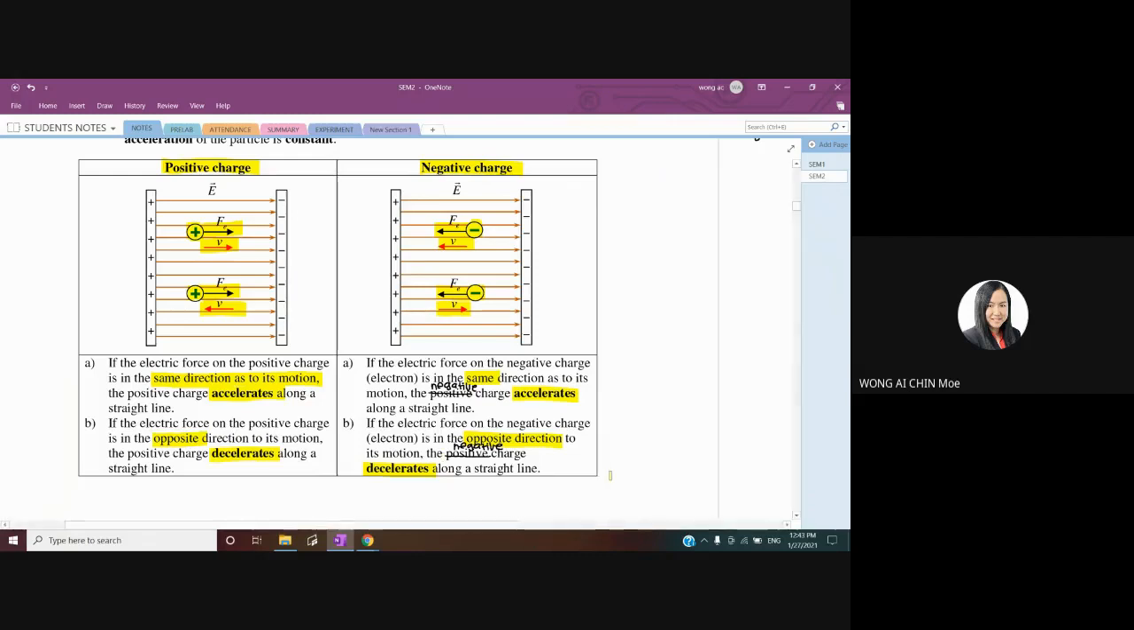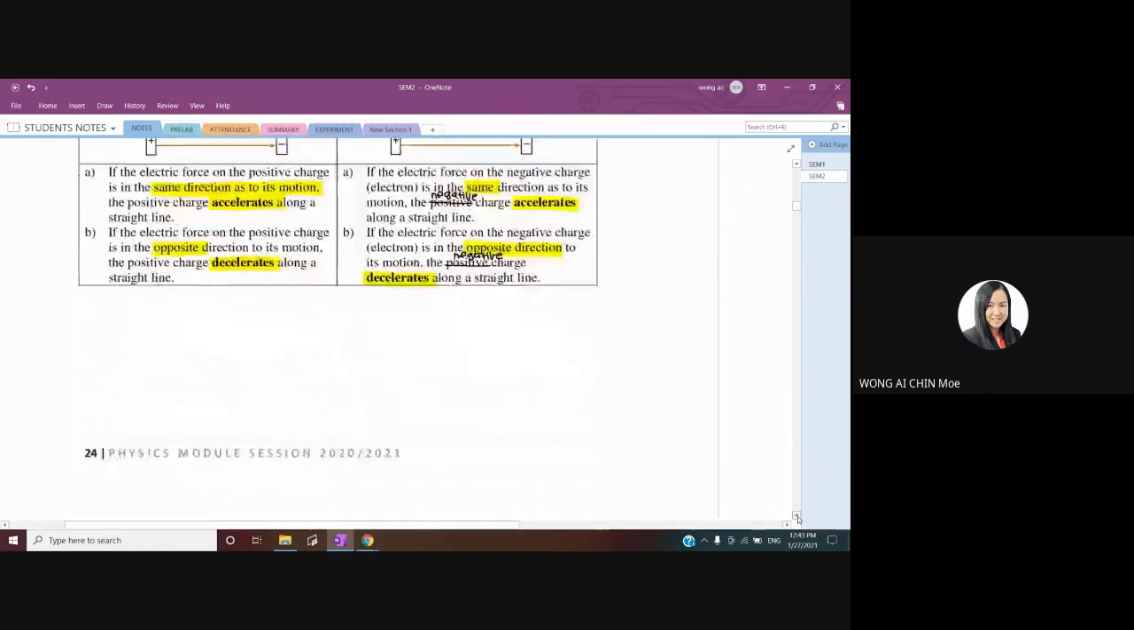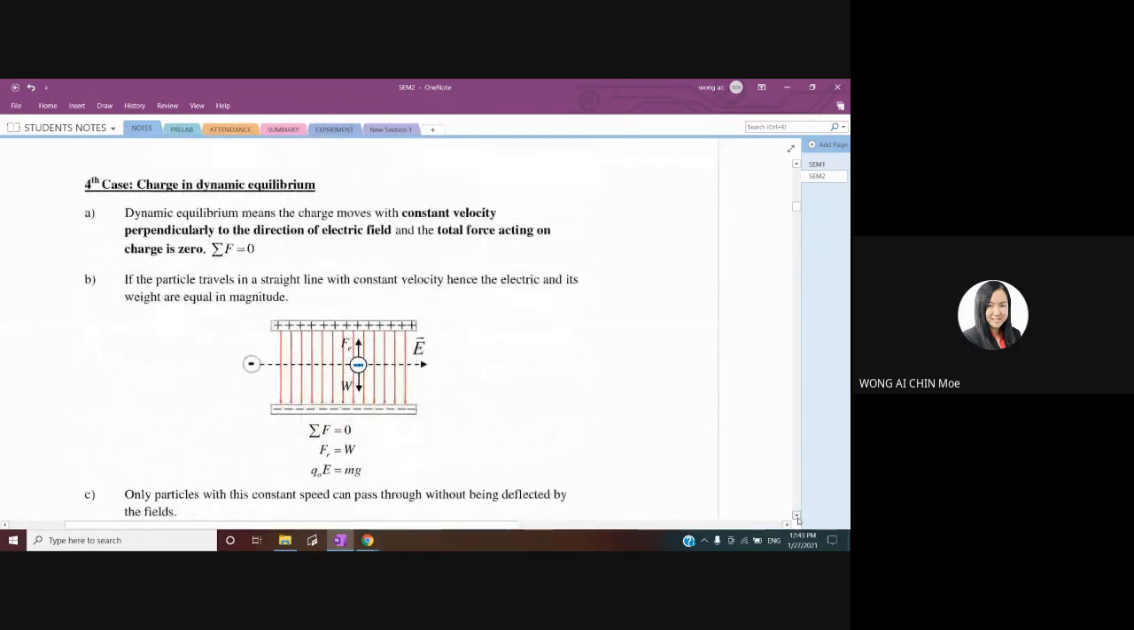This is case number 3. Case number 4 is the charge in dynamic equilibrium, meaning balanced. Dynamic equilibrium means the charge moves with constant velocity perpendicular to the direction of the electric field, and the total force acting on the charge is 0. Actually this is a little bit similar to case number 1.